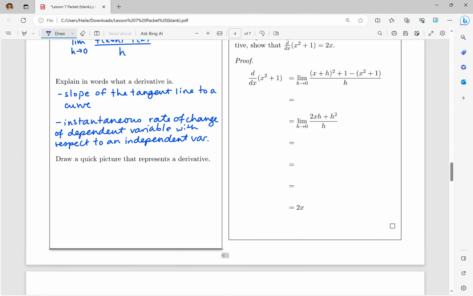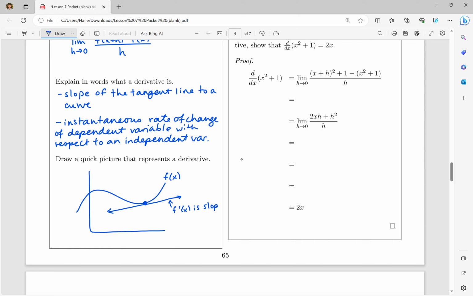Okay, and then for a quick picture that represents the derivative, if I were going to draw a picture, I would draw a curve with a tangent line at some point. So we have f of x, and then I would say f prime of x is the slope of this line as it moves along f of x.